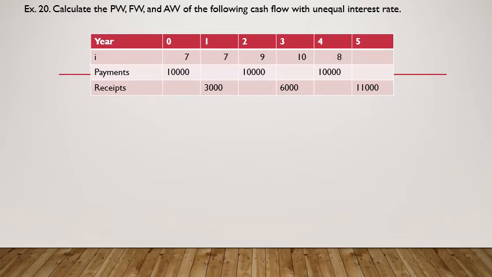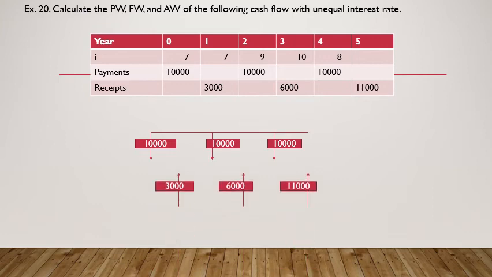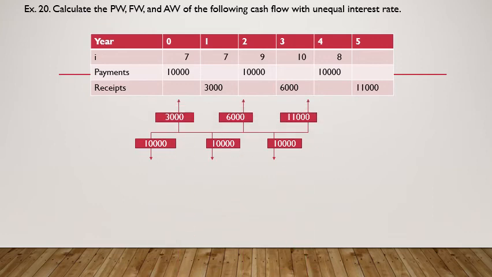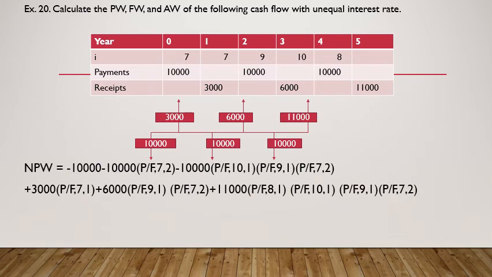Let us convert that into a cash flow diagram. First let us indicate the payments as negative at 0, 2, and 4, and the receipts at the end of first, third, and fifth, and the rates of interest are varying. Now when I calculate the net present worth, let me take up one by one very carefully.